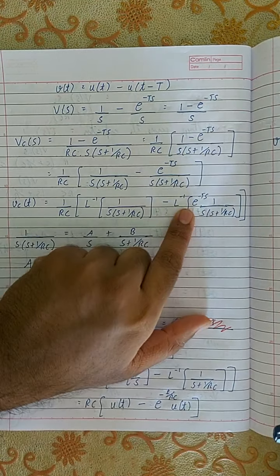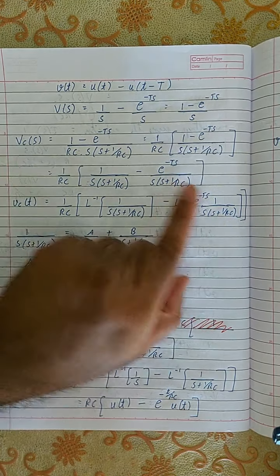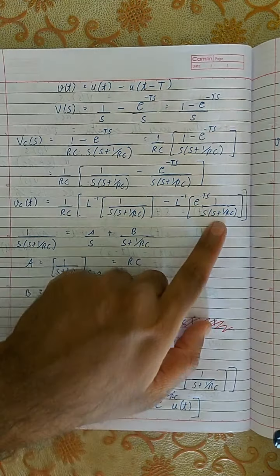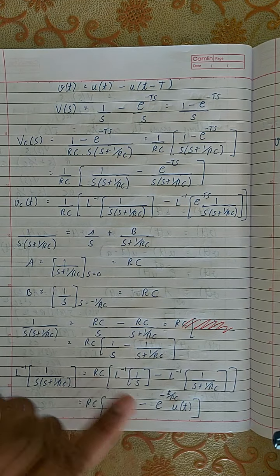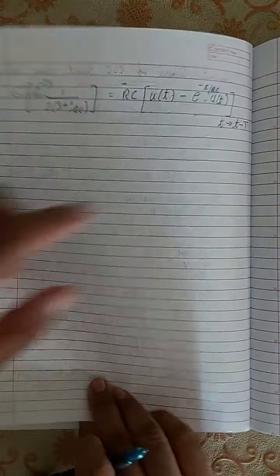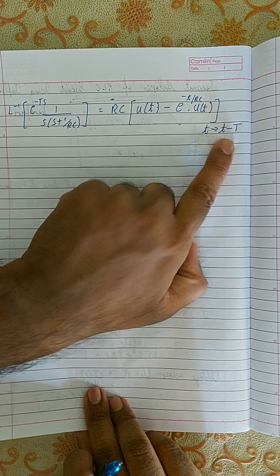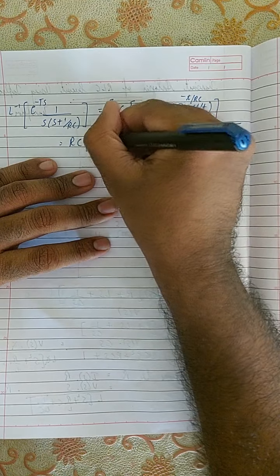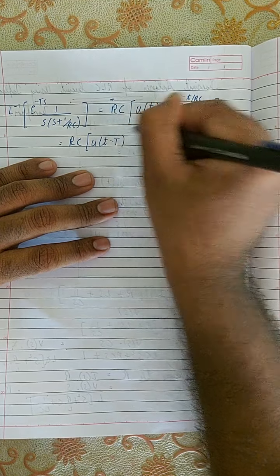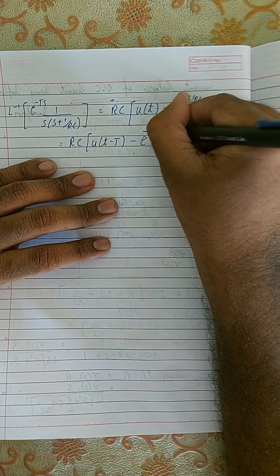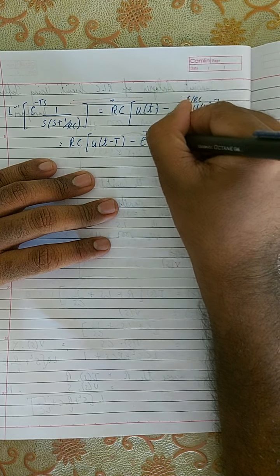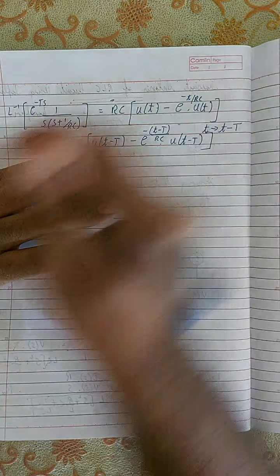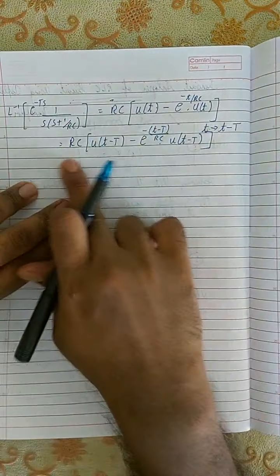That is, we are simply finding the Laplace inverse first. To find the second term, I need the Laplace inverse of this, then apply the time shifting property. I already found the Laplace inverse of this. Now I need to apply the time shifting property to this equation, that is replacing t with t minus T. So therefore this is the answer: RC into u of t minus T minus e raised to minus of t minus T by RC into u of t minus T. This is the Laplace inverse of this.